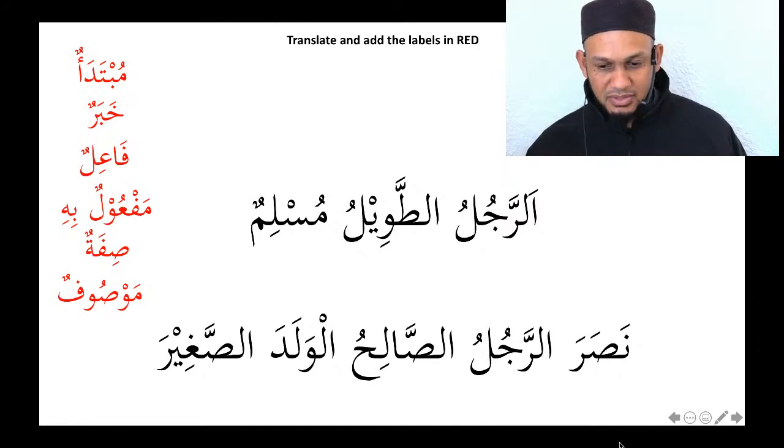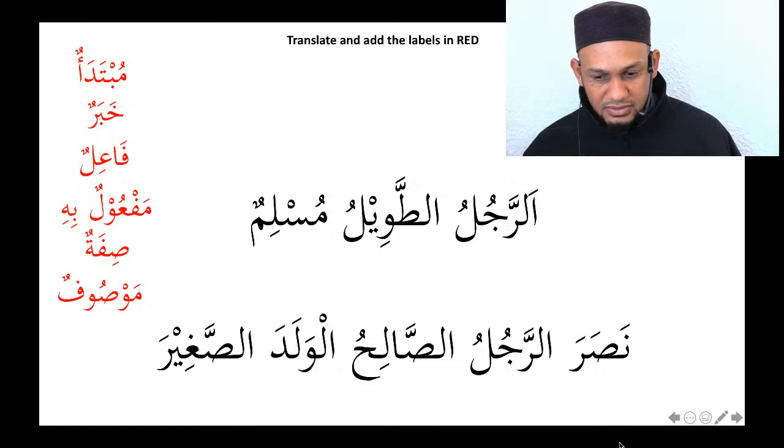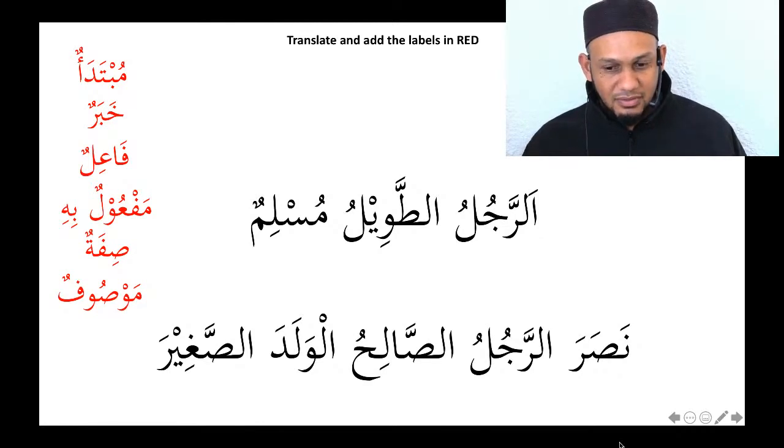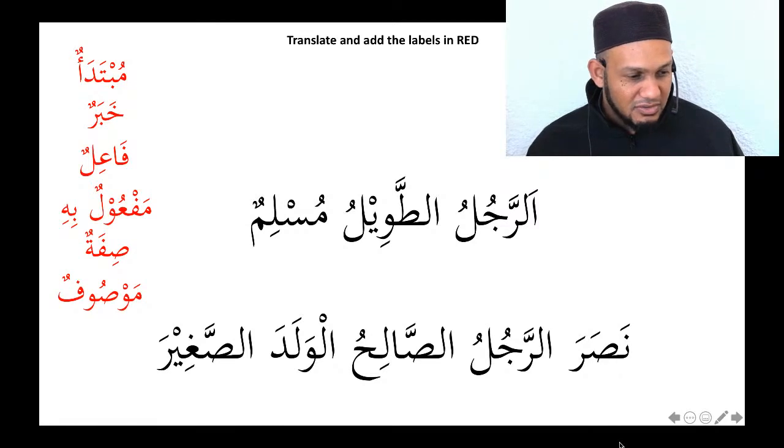Okay, so the first one is الرجل الطويل مسلم. So there's 3 words there. الرجل الطويل مسلم. We know what the individual words mean. We know الرجل means the man, الطويل means the tall, and مسلم means Muslim. So the question is what is the role of each word and how does it translate into a sentence?